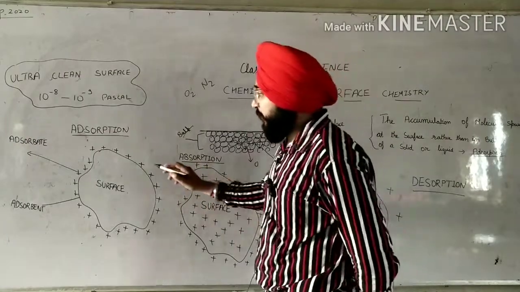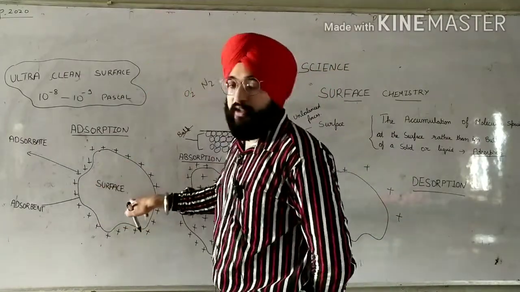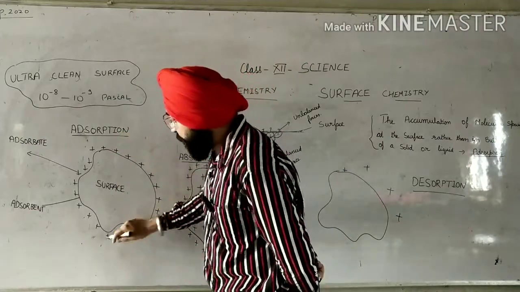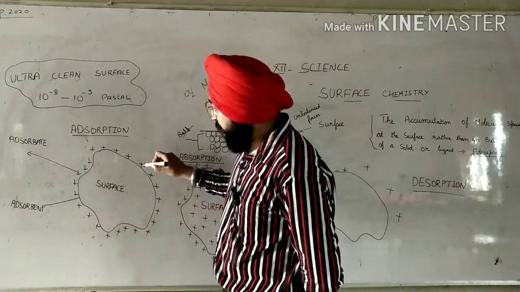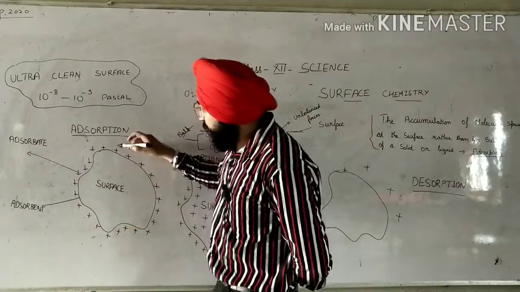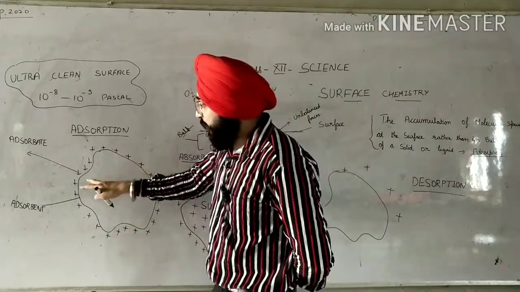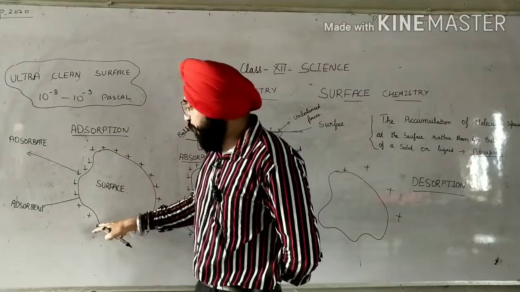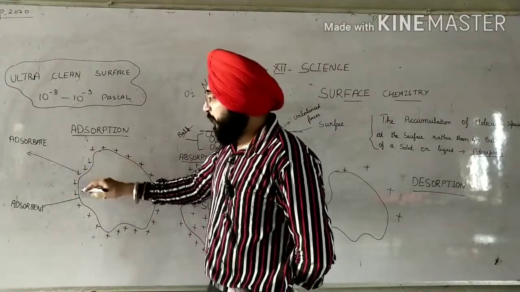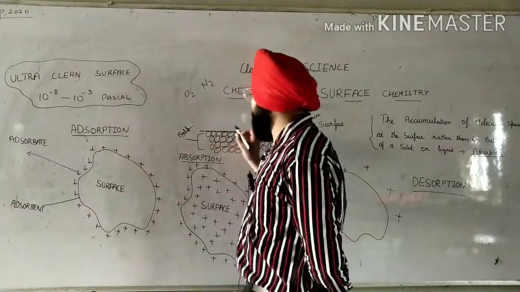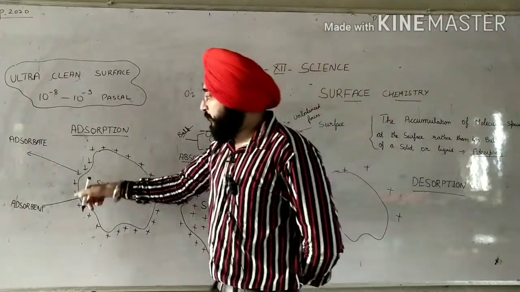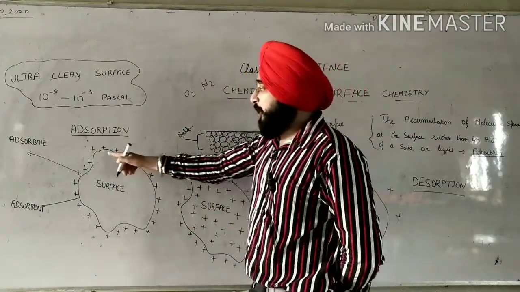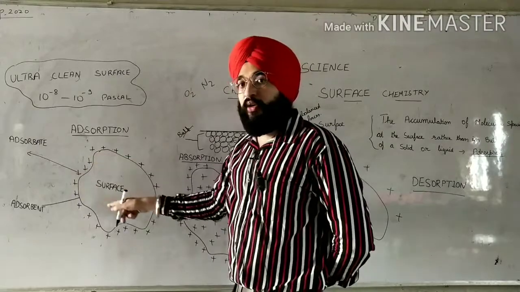In this you can see this is the surface, any kind of surface, and these are some kind of molecules or particles which are stuck to the surface. The particles are not inside the surface, they are stuck only on the first layer, that is this. This is known as adsorption, in which the interaction is only on the surface.